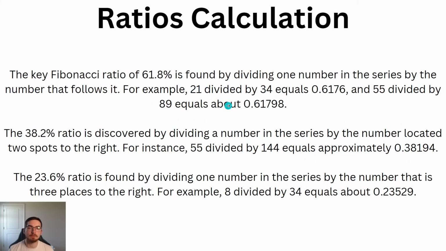And the more that you start dividing these Fibonacci numbers, you're going to notice that a lot of them line up at around 0.618. The 38.2% ratio is discovered by dividing a number in the series by the number located 2 spots to the left.